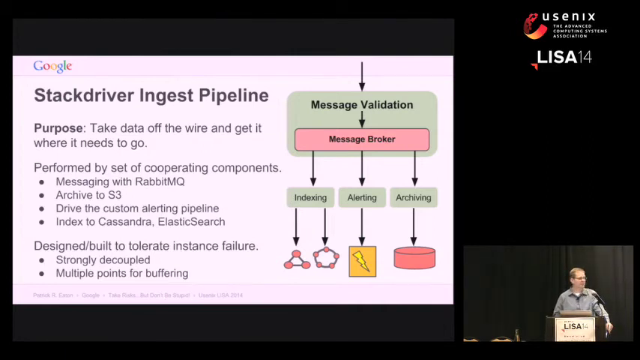We put a lot of effort into being able to tolerate instance failures at the instance fault domain here. You can see that the components are all strongly decoupled with the message broker between them. There's also multiple points of buffering in the implementation, so if anything goes down, we have ways to recover that data.